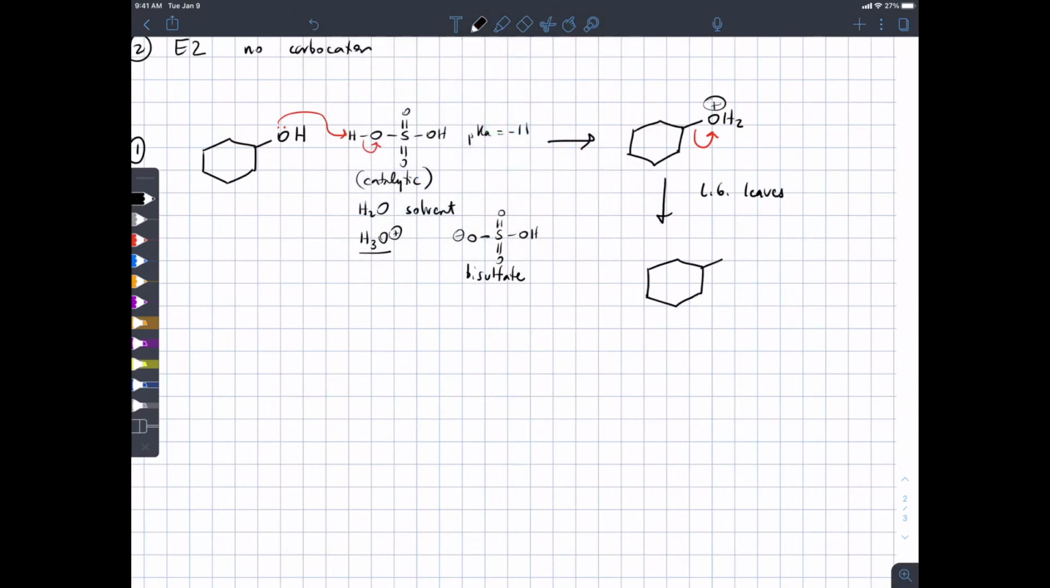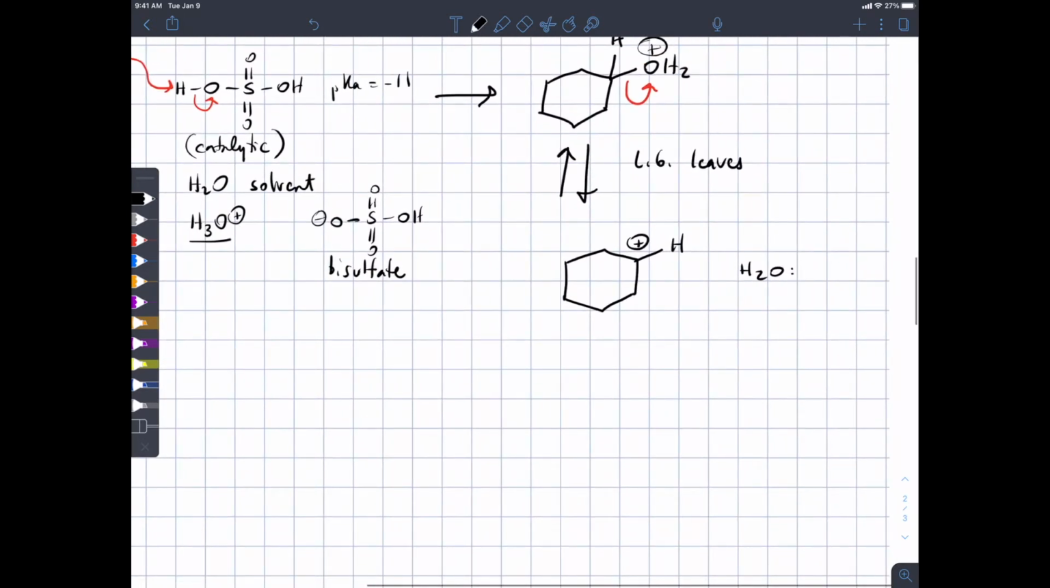So far, this should look exactly like an E1 reaction or an SN1 reaction. The only different thing is that we had to protonate the OH group first. So here's your carbocationic intermediate. Water just left. Of course, water could hop back on there, and if it did, that would just be going backwards. Some have asked at this point, why doesn't the bisulfate ion hop on there to give you a substitution product?